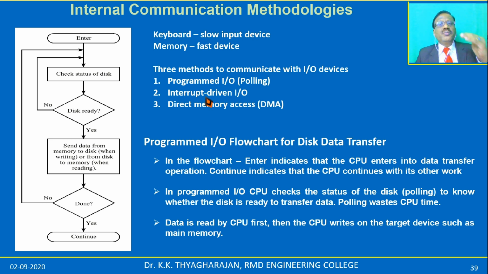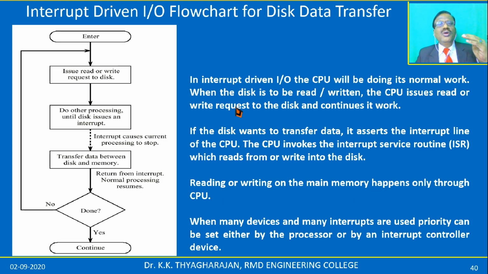To improve this method, the next one is interrupt driven I/O. In this method, when the CPU wants to transfer data, or to read or write from the disk, it will first issue the read or write request to the disk. Then it will be doing other processes. Other processes means it may not access the buses. It will be doing the execution inside the CPU.